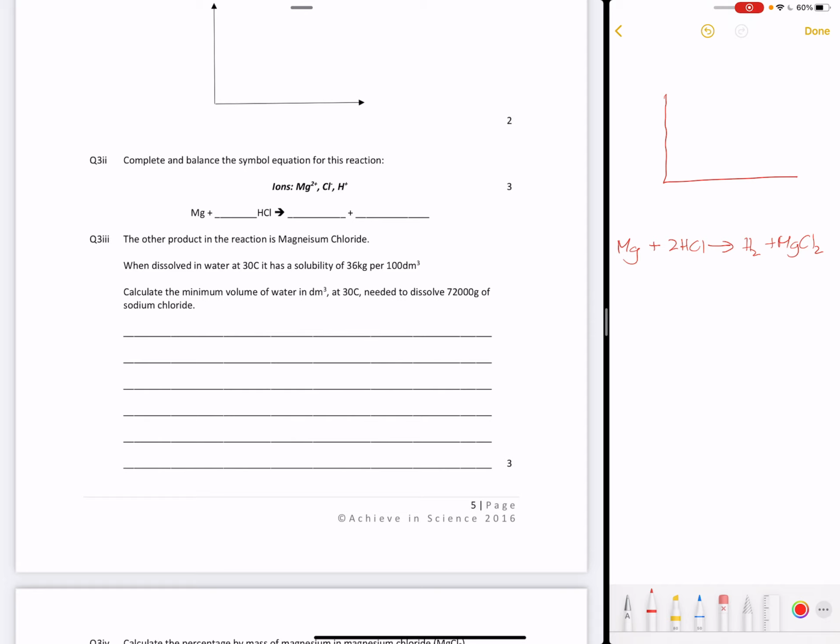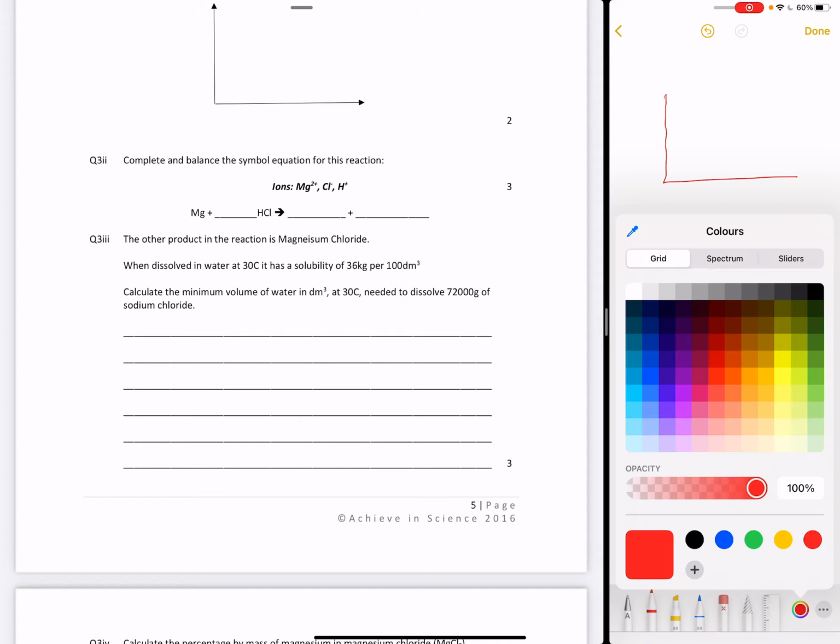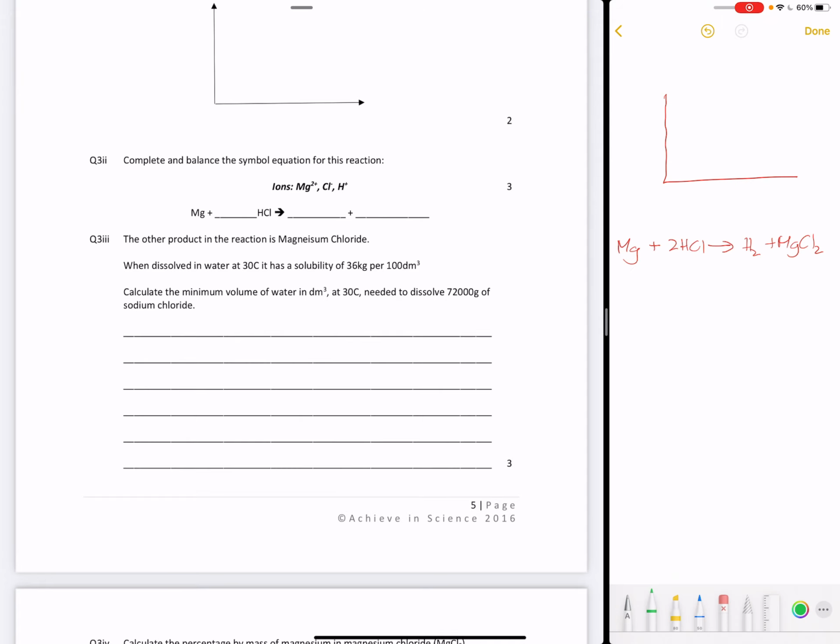Okay, so let's have a look at this. So what it's saying is 36 kilograms is 36,000 grams, and that's in 100 litres of water. But the question's saying, what about 72,000? What volume of water would you need? Well, it would have to be twice as much. So the answer was 200 litres. That's been worth 2 marks.